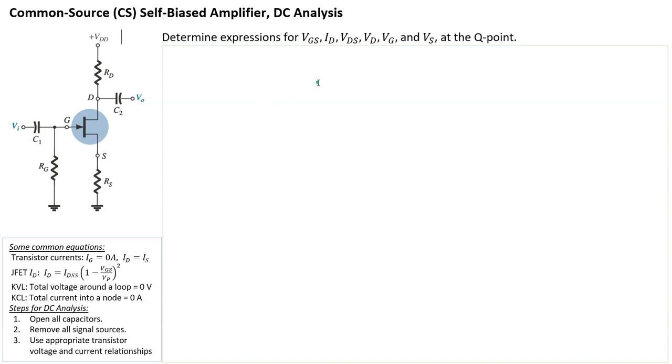The Q point, if you remember, is the quiescent point, or the quiet point, when there are no signals coming in. So the idea is to figure out how to bias this device so that the amplifier will function the way that we want it to.